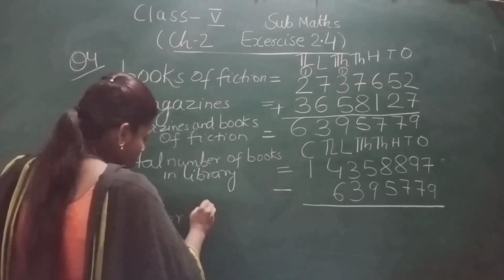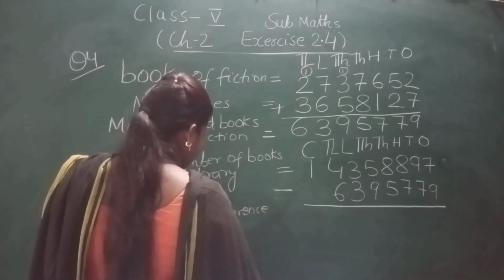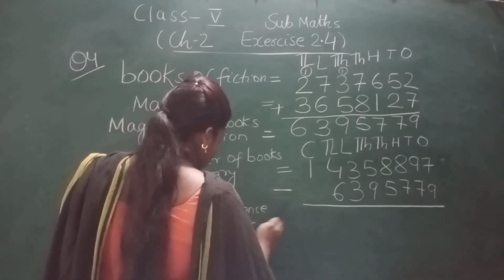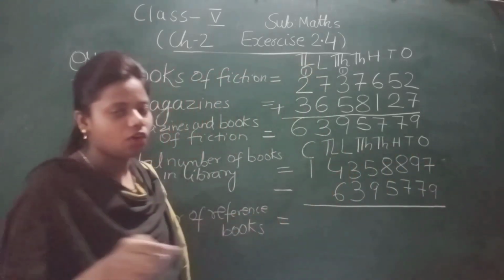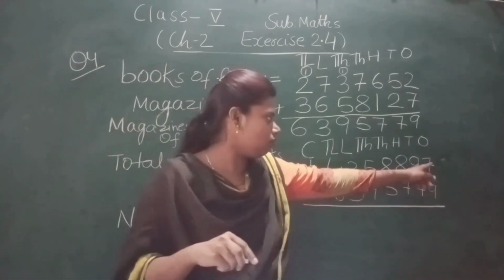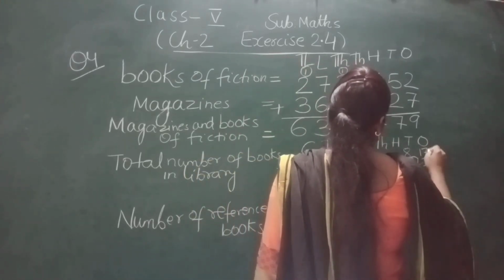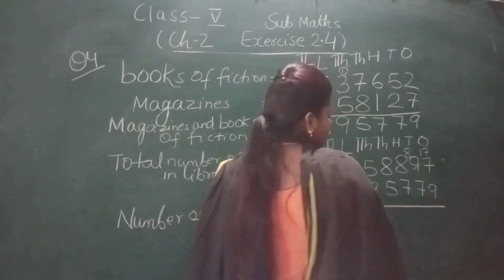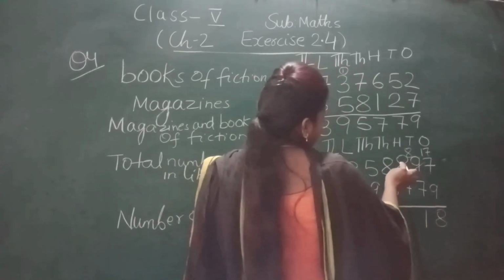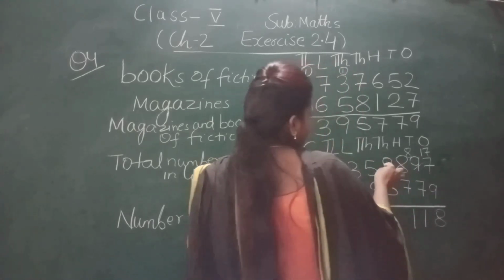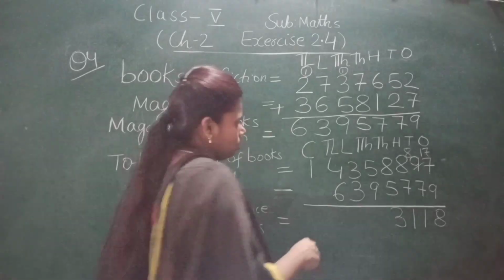Number of reference books is equal to, let's subtract this. 7 minus 9. We cannot subtract 9 from 7, so 7 will take 1 carry. This 9 will become 8, and 7 will become 17. Now 17 minus 9 is how much? 8. 8 minus 7 is 1. 8 minus 7 is 1. 8 minus 5 is how much? 3.